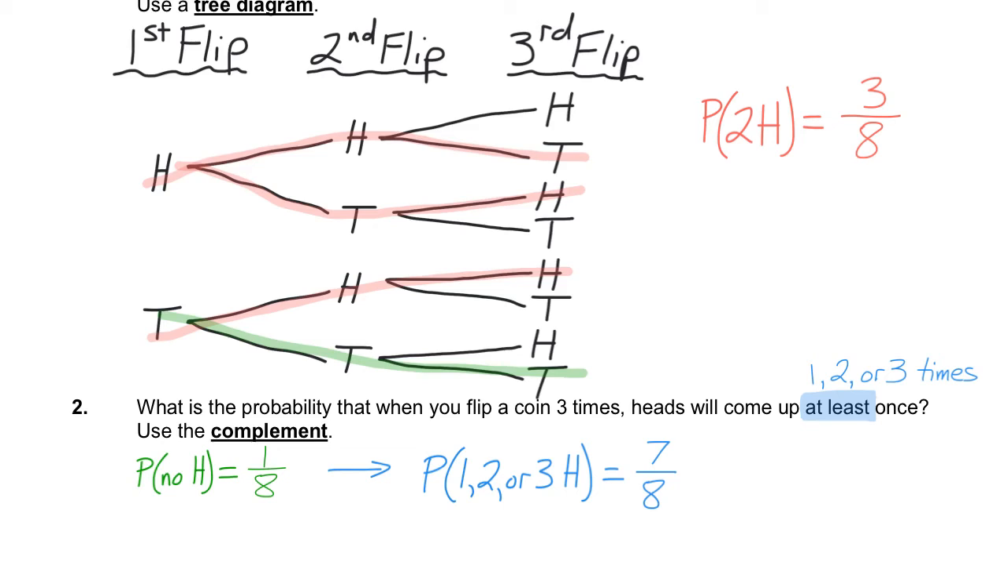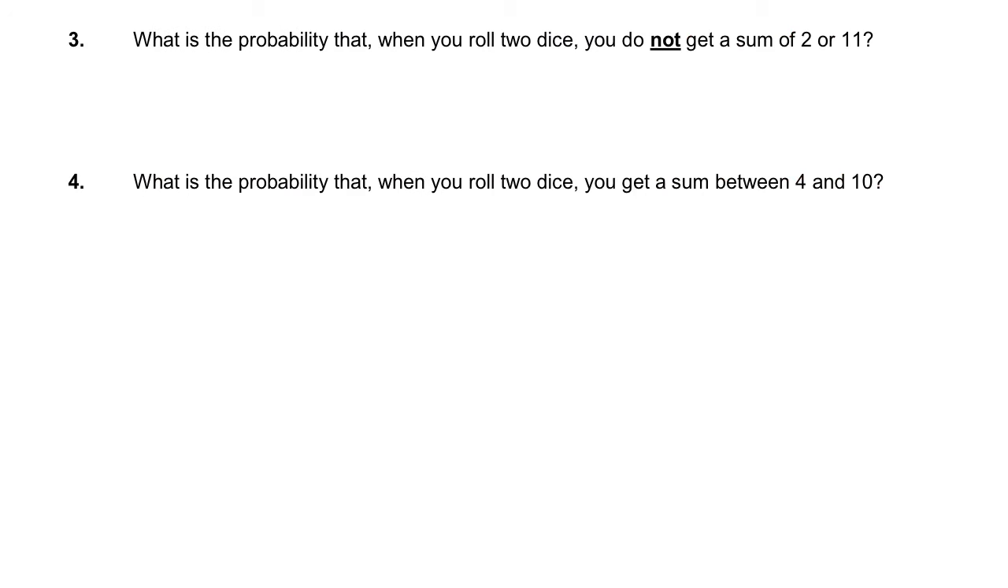So some people find this idea of the complement a little bit confusing, but if you can wrap your head around it, it actually can make your job a little bit easier in certain instances. So here the idea was, if no heads is 1 part out of 8, the remaining 7 parts would be the complement of that. So the probability was 7 out of 8 that it was at least one head.